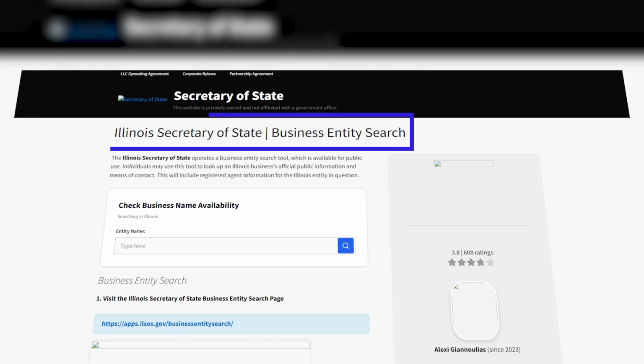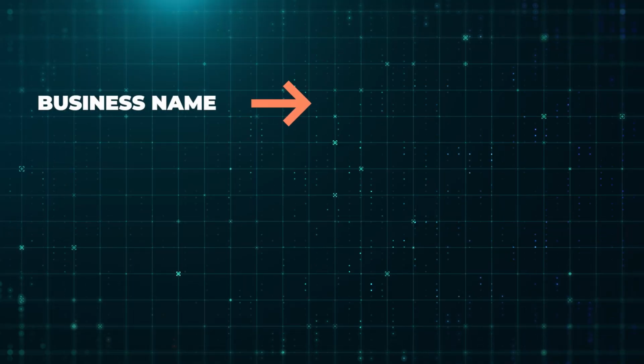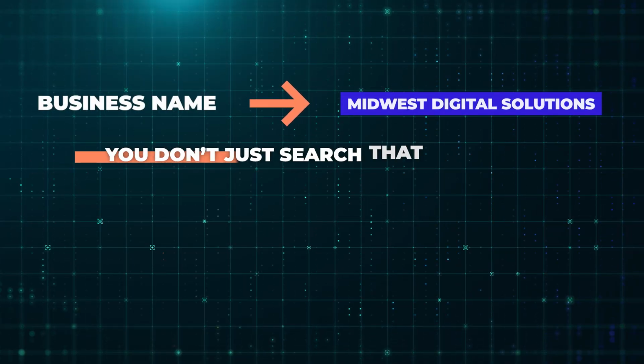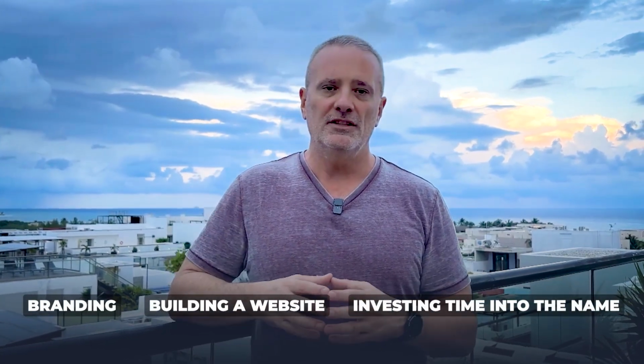Now, when you go to the Illinois Secretary of State website, you'll find a business entity search tool, and this allows you to search by name. Now, here's something important. You don't want to search for your exact name only. You want to think a little broader, because the system is going to flag names that are similar, not just identical. So for example, if your business name is something like Midwest Digital Solutions, you don't just search that exact phrase. You might search Midwest Digital or even just Midwest. What you're trying to do is identify any existing businesses that could create a conflict, because it's better to catch that early than to find out after you've already started branding, building a website, and investing time into the name.